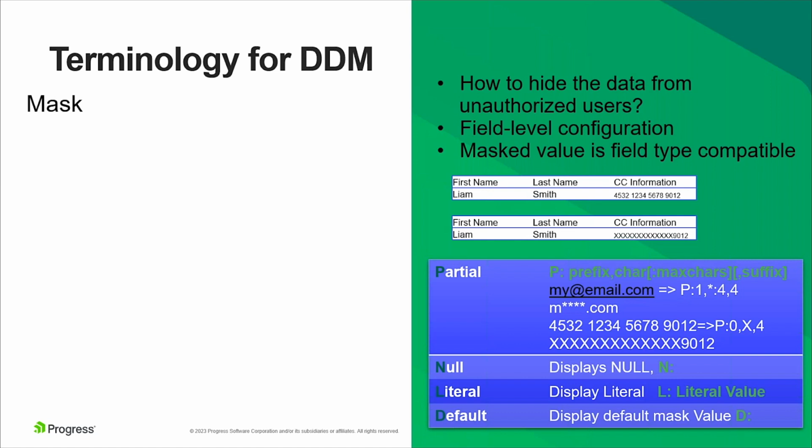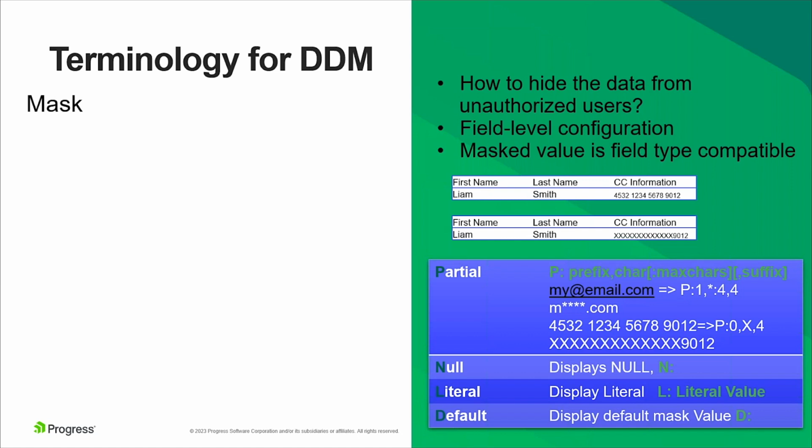For the credit card example, we have kept the last four characters unmasked. And for the email example shown here, we kept the first prefix character unmasked and the last four characters unmasked. The rest of the characters are masked with four asterisk characters. Next is the null mask. Here, the entire field value is replaced with the null value.